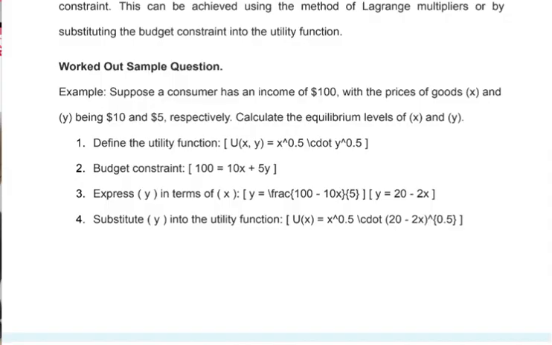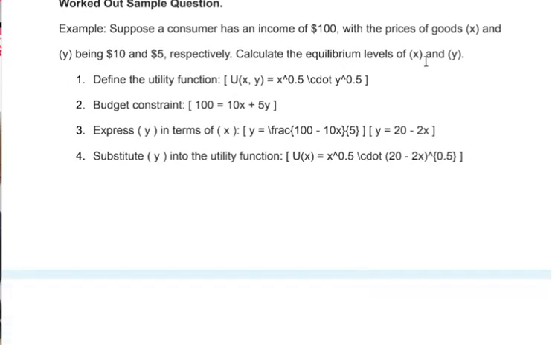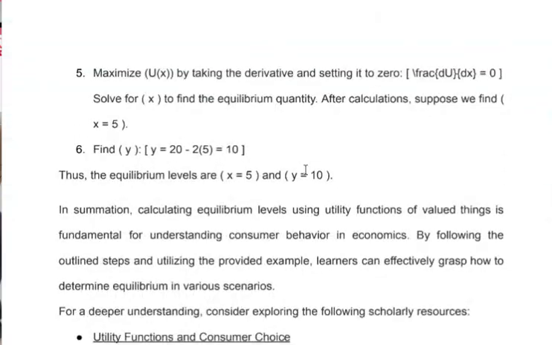Worked out sample question. Example: suppose a consumer has an income of $100, with the prices of goods x and y being $10 and $5, respectively. Calculate the equilibrium levels of x and y. Define the utility function. Budget constraint. Express y in terms of x. Substitute into the utility function.